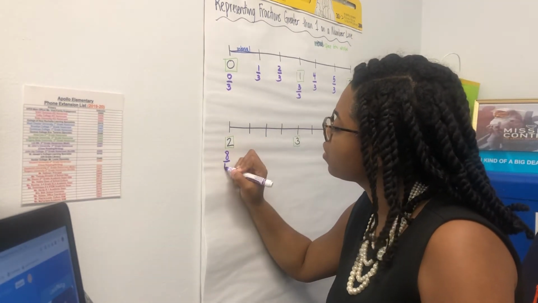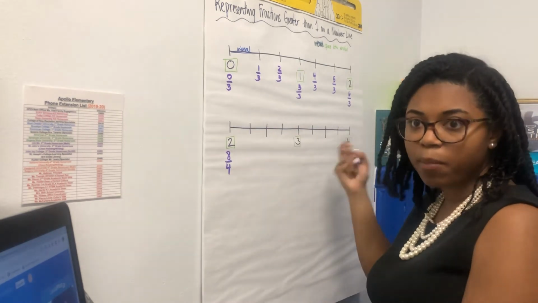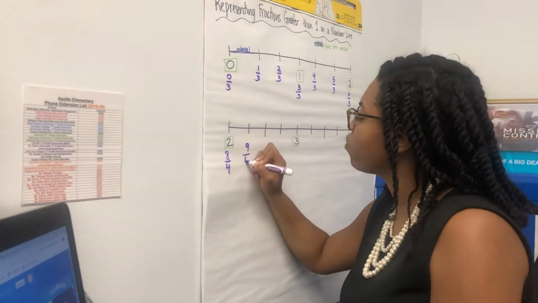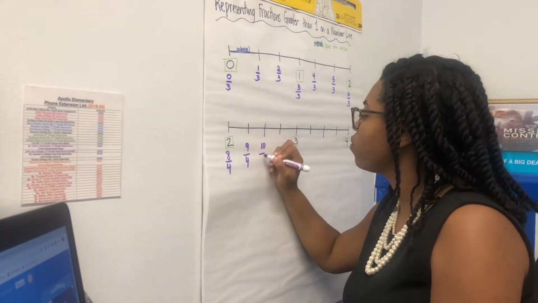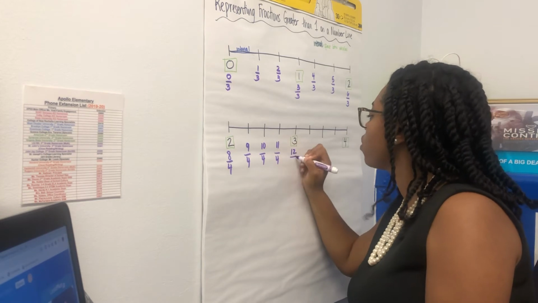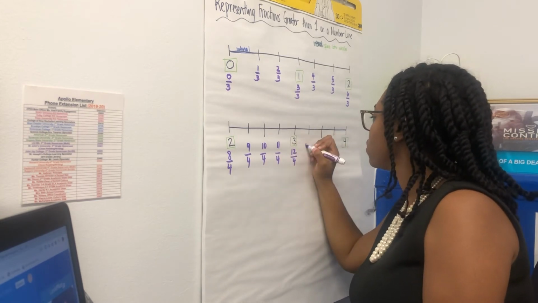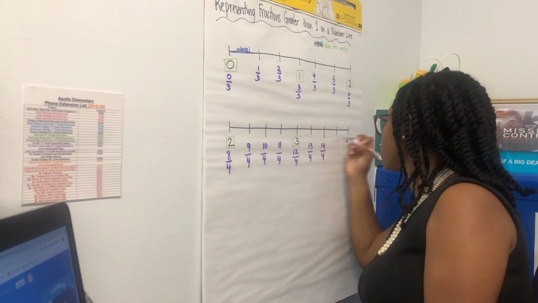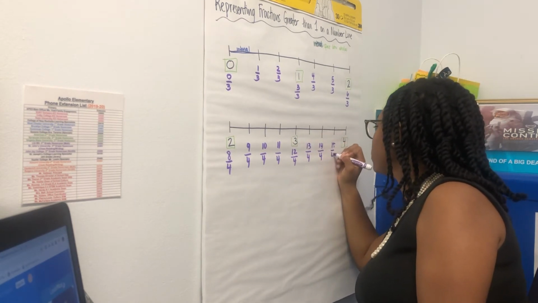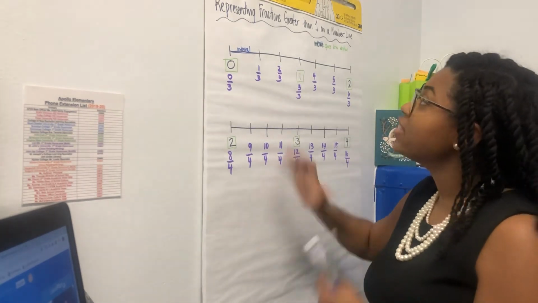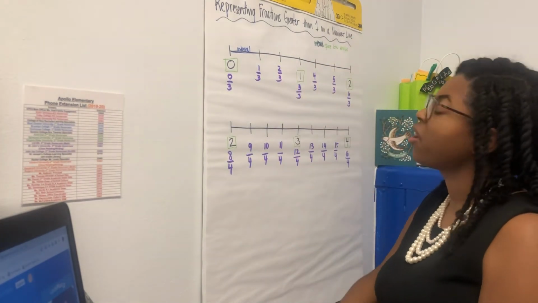8 fourths. So now I can just count up to label the rest of the endpoints. 8 fourths, 9 fourths, 10 fourths, 11 fourths, 12 fourths, 13 fourths, 14 fourths, 15 fourths, 16 fourths. Okay, this is how we represent fractions greater than 1 on a number line.